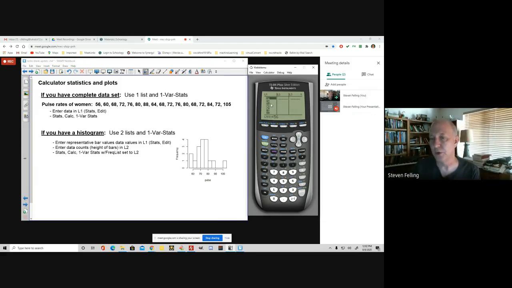Okay, and then whenever you're in one of these kind of weird screens, to get back to the main mode, you're always going to push the second button and then the mode button, which is quit. That will quit back to the command line to start fresh again.